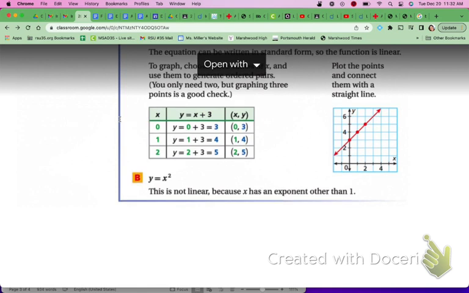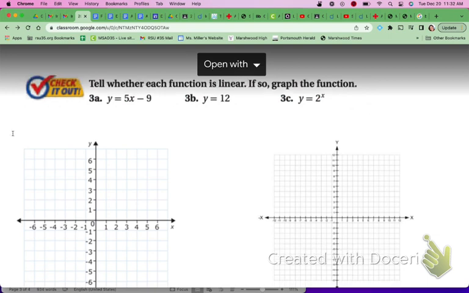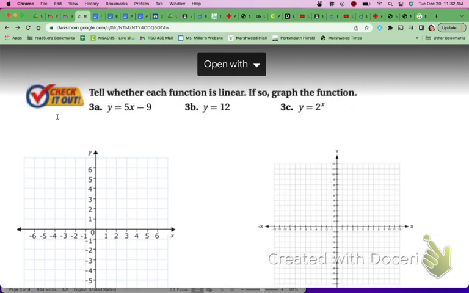Has an exponent of 2. Perfect. Okay. All right. So now within your group, you need to go through 3a, 3b, 3c, and decide if it's linear or not. 2 out of the 3 are linear. I want you to then graph those 2 that are actually linear. Go ahead and do that.